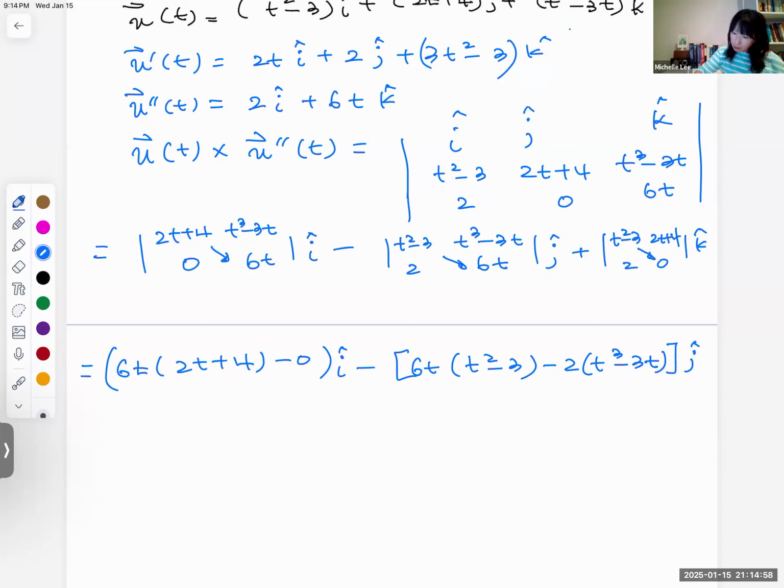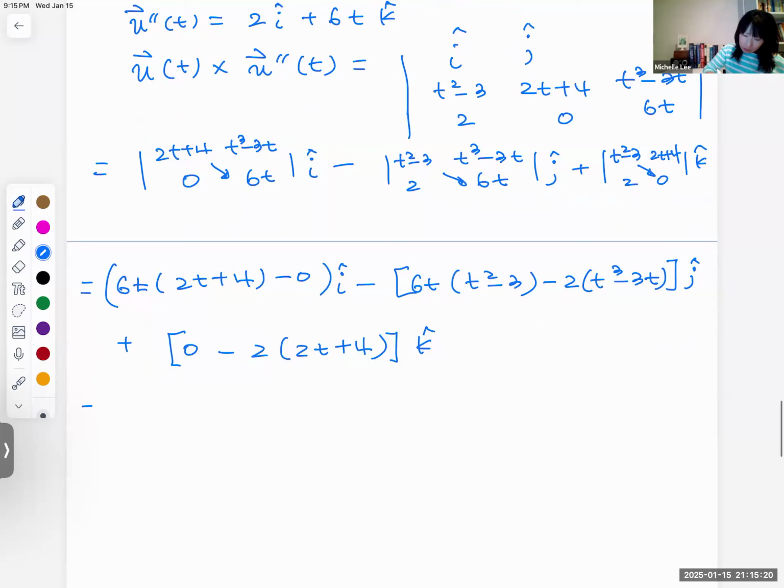And k plus 0 minus 2, 2t plus 4. Okay, so we distribute, so we have 12t squared plus 24t.